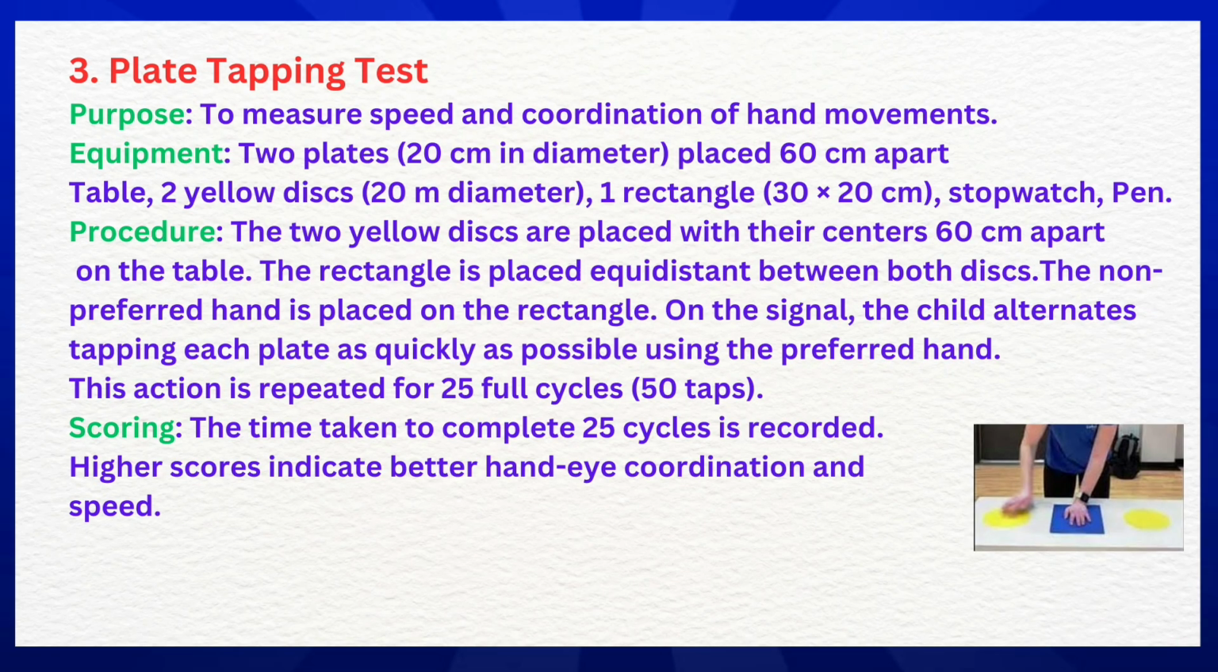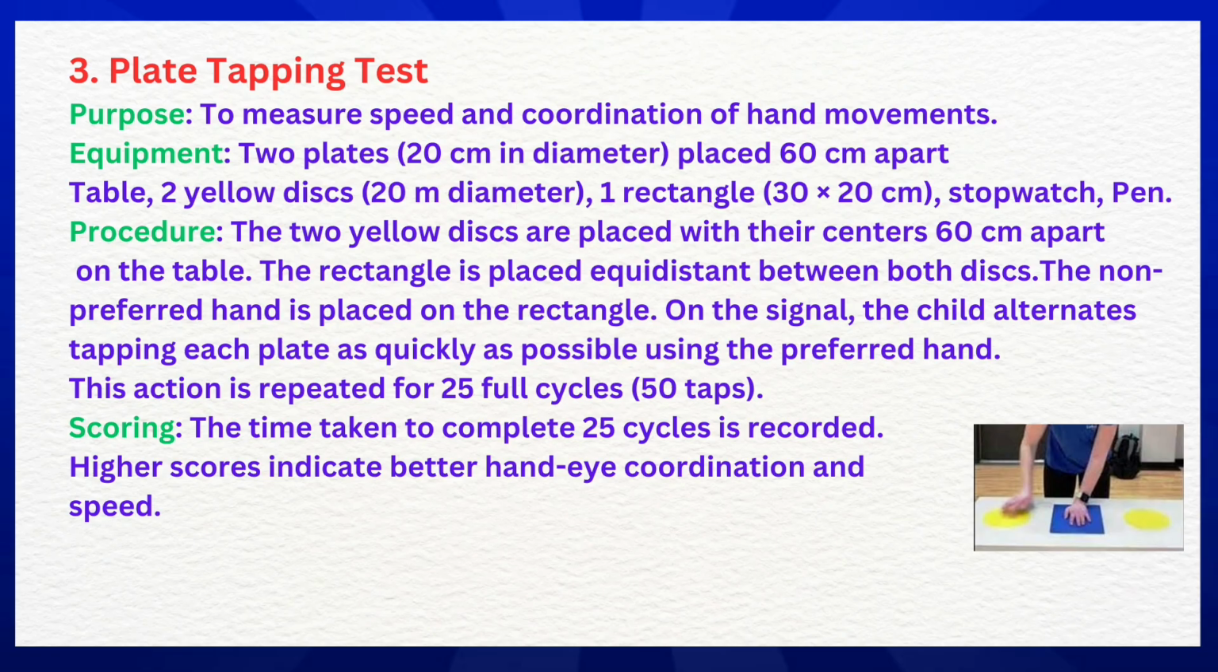3. Plate tapping test. Purpose: to measure speed and coordination of hand movements. Equipment: 2 plates placed 60 centimeters apart, table, 2 yellow discs, 1 rectangle, stopwatch and pen. Procedure: the 2 yellow discs are placed with their centers 60 centimeters apart on the table. The rectangle is placed equidistant between both discs. The non-preferred hand is placed on the rectangle.